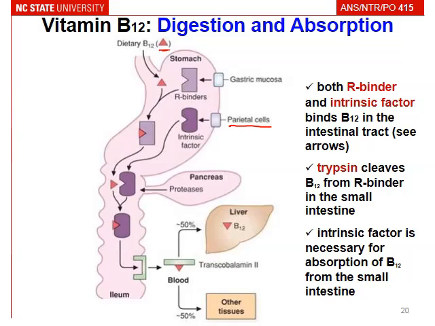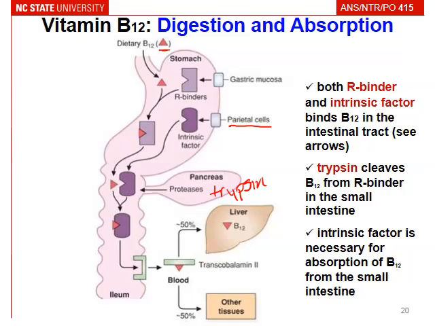So our B12 has a higher affinity for these R binders, and it then goes into the small intestine, and it's here that we actually utilize trypsin, which is going to break our B12 off of our R binder, and that allows it to bind intrinsic factor. So these proteases, this is actually trypsin, is the main one that is affecting it.